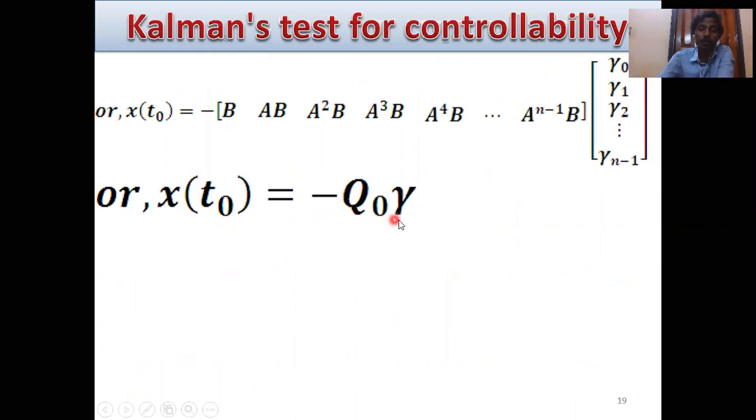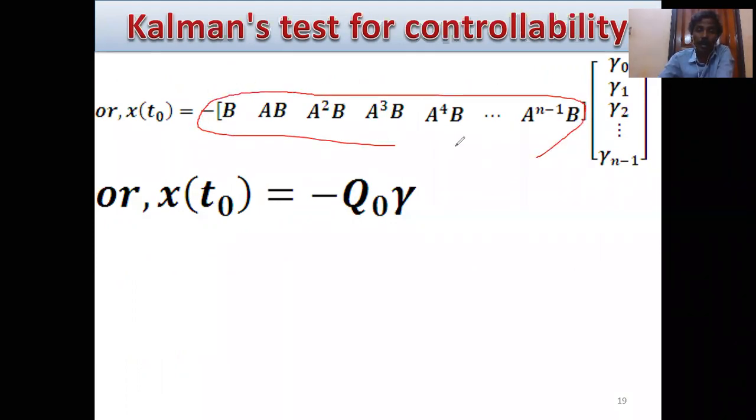This is equivalent to q0, and this is equivalent to gamma. So this matrix is equivalent to q0, and this matrix is equivalent to gamma. So this is the q0 matrix, and q0 is called the controllability matrix. This is also called the controllability matrix.